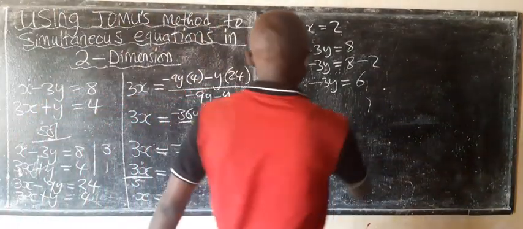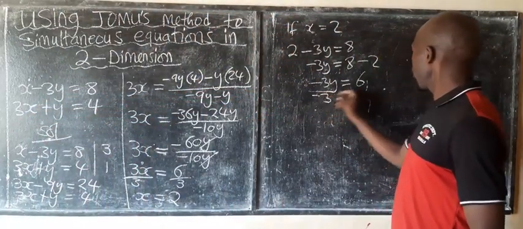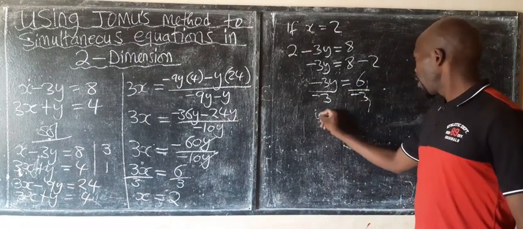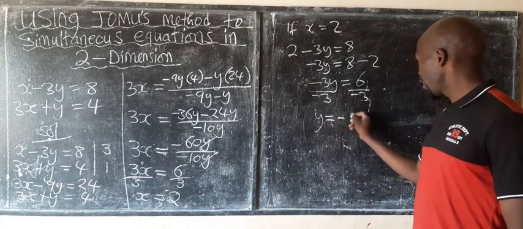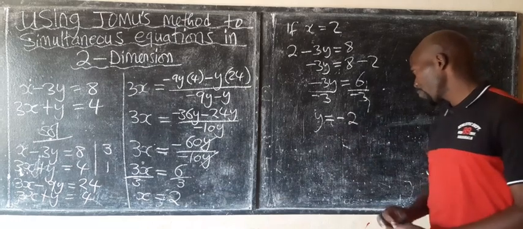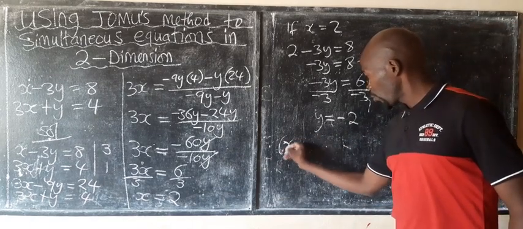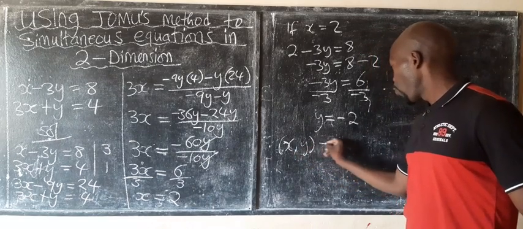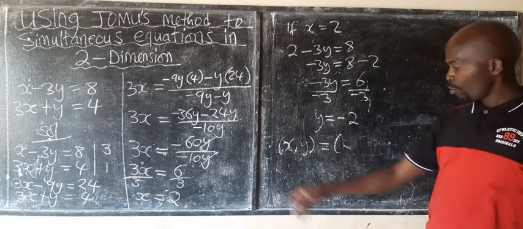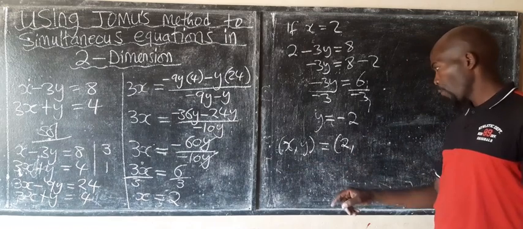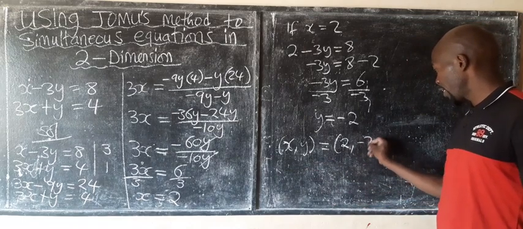That gives me negative 3y equals positive 6. From here, we can divide throughout by negative 3, and my y becomes negative 2. Therefore, our final solution is that the value of x is positive 2, while the value of y is negative 2.